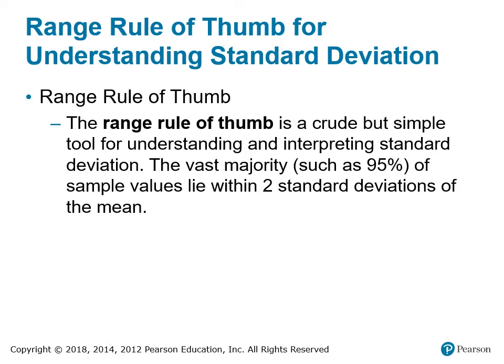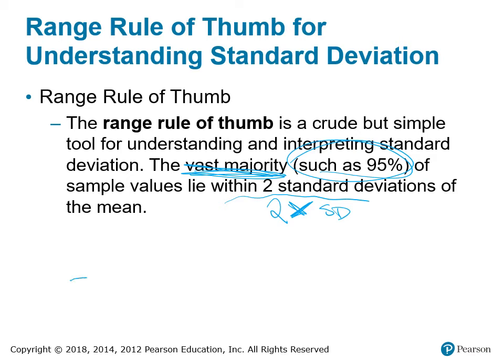The range rule of thumb that we're going to use here is a way of understanding the standard deviation and what it tells us. What the range rule of thumb says is that most of your data values, a pretty large majority, around 95%, should lie within what we call 2 standard deviations. Now, 2 standard deviations is 2 times the standard deviation.